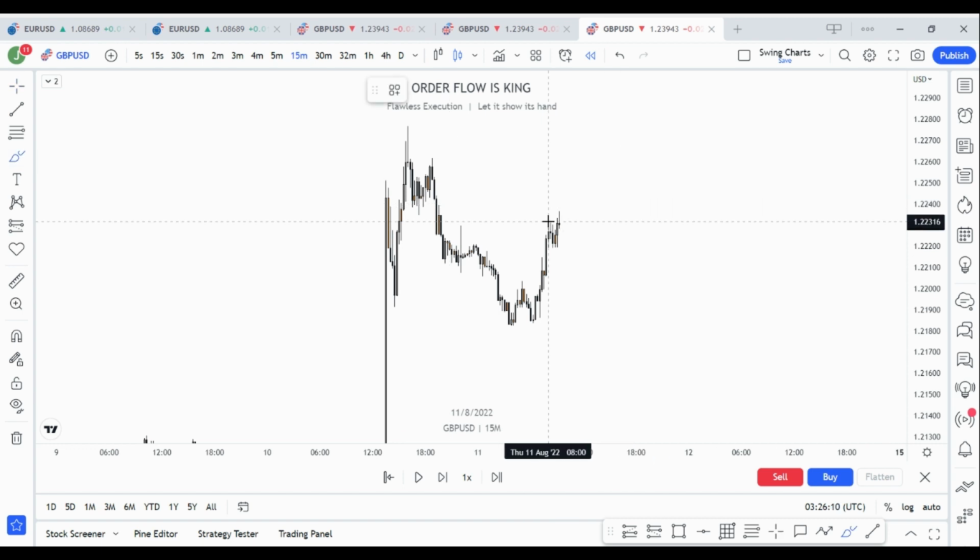And of course, what do we want to see? We want to see buyers taken out of the market for us to get into a sell. So this is our last internal buying range.